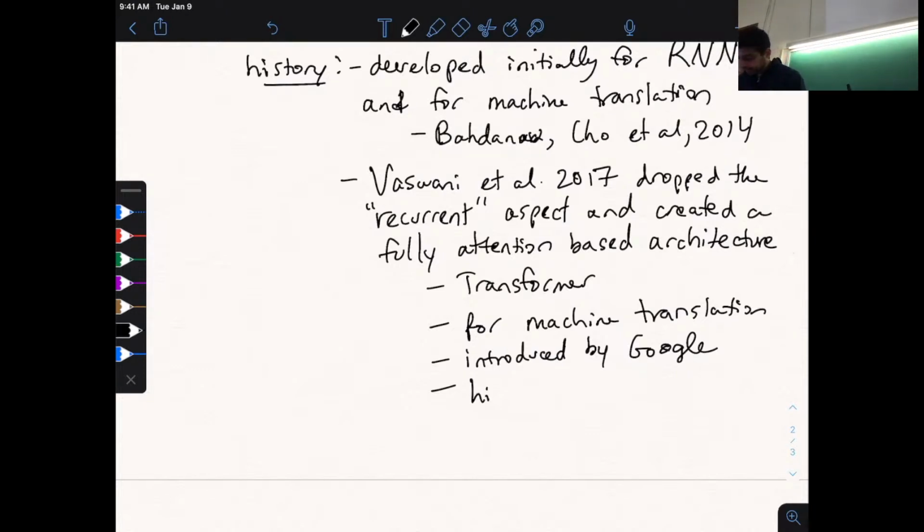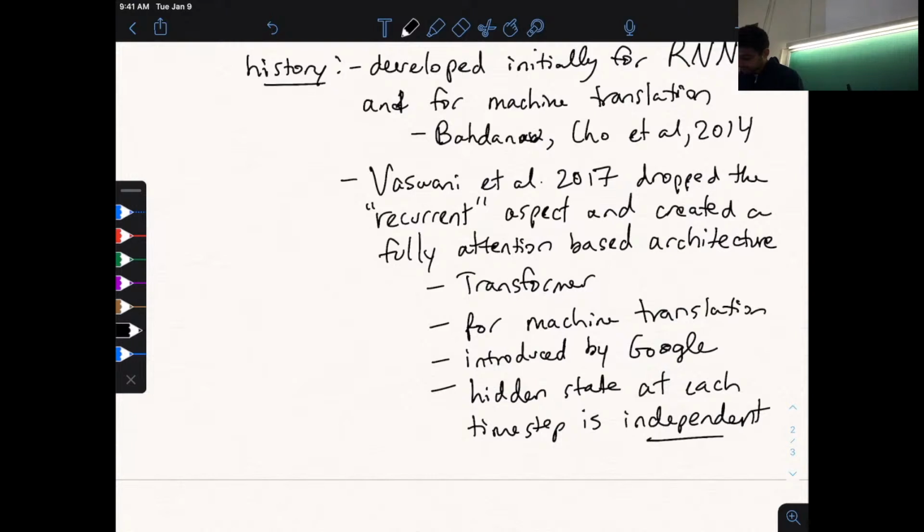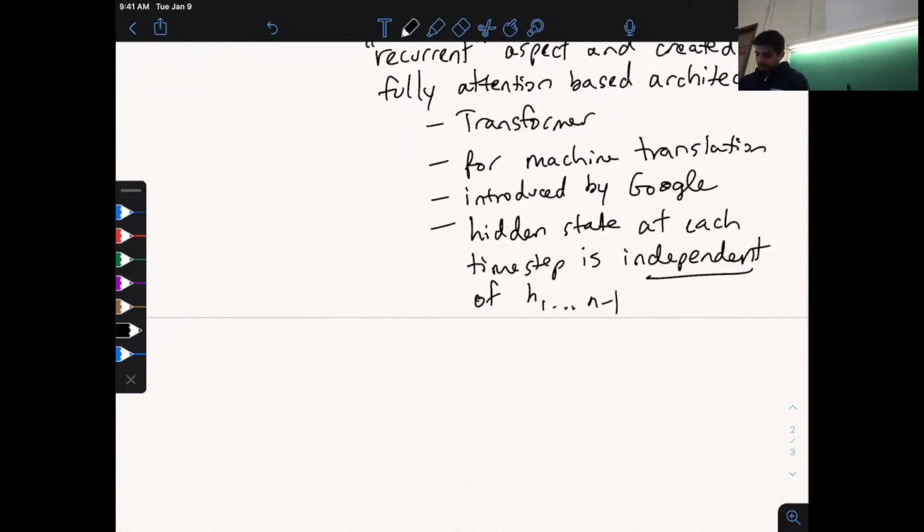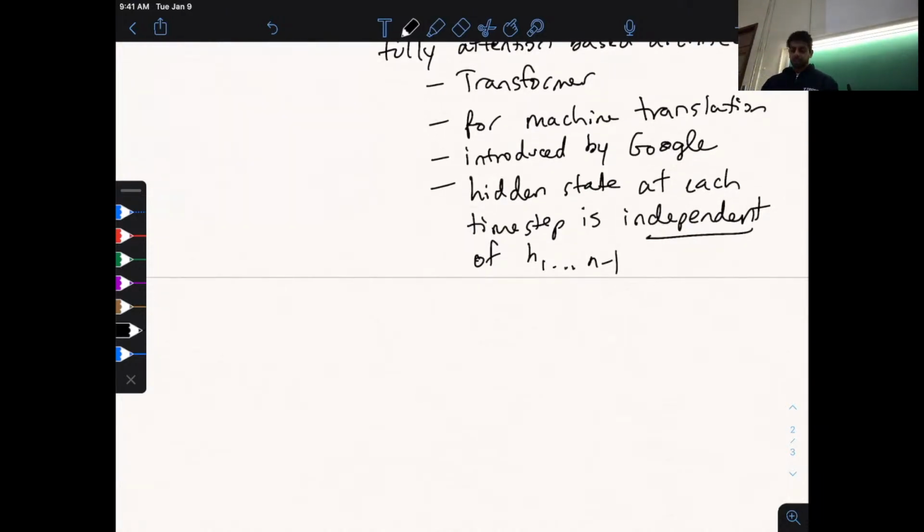And a key property is that the hidden state at each time step is independent of the hidden states at all other time steps. And so we actually have the ability to parallelize this architecture. Okay, so that was a bit of history. Let's talk about how this actually works.